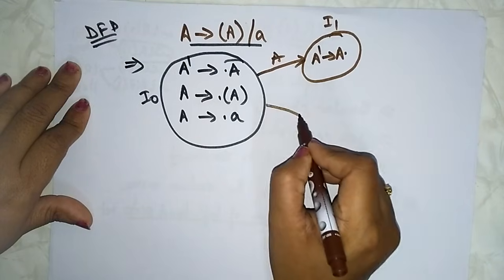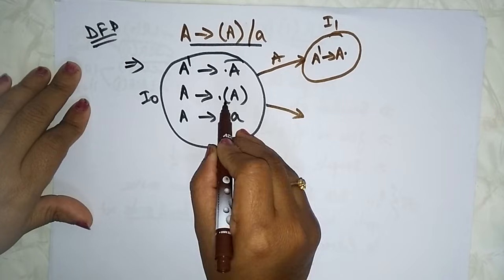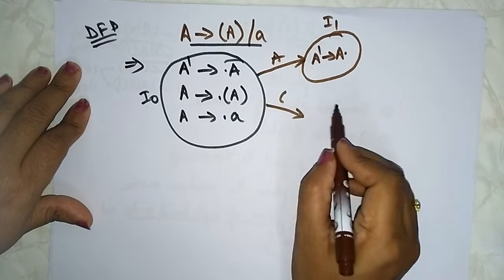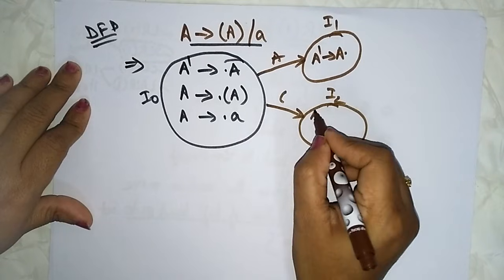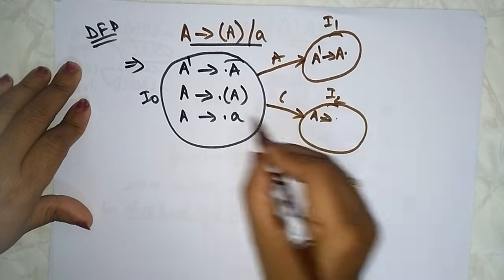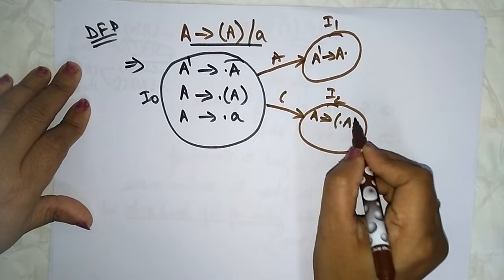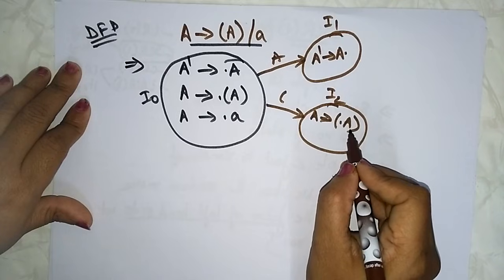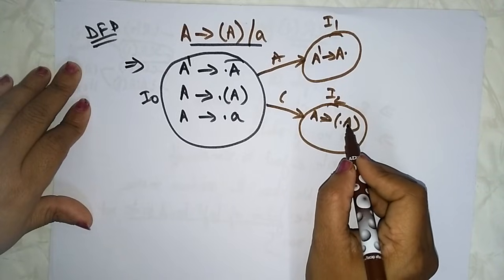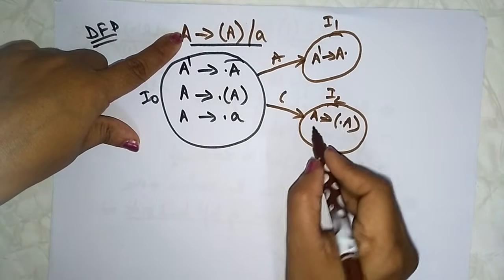Now let's take the next terminal or non-terminal. The next one is the left parenthesis, which goes to I2. Now A determines, just move the dot to the right, (dot A). After the dot there is a non-terminal, so you need to write all the productions of that non-terminal. What are all the productions of the non-terminal?